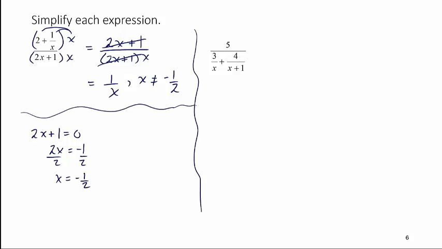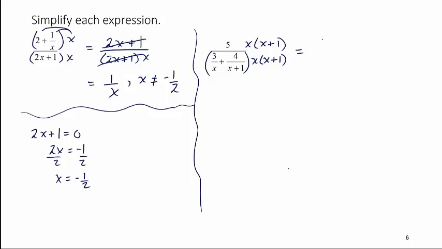What about this second example? We've got 5 divided by 3 over x plus 4 over x plus 1. Okay, so I look at those little denominators of x and x plus 1, and the LCD is just going to be x times x plus 1. And we want to get rid of those denominators. So if we're multiplying the denominator by x times x plus 1, we also must do that to the numerator, essentially multiplying the fraction by 1.